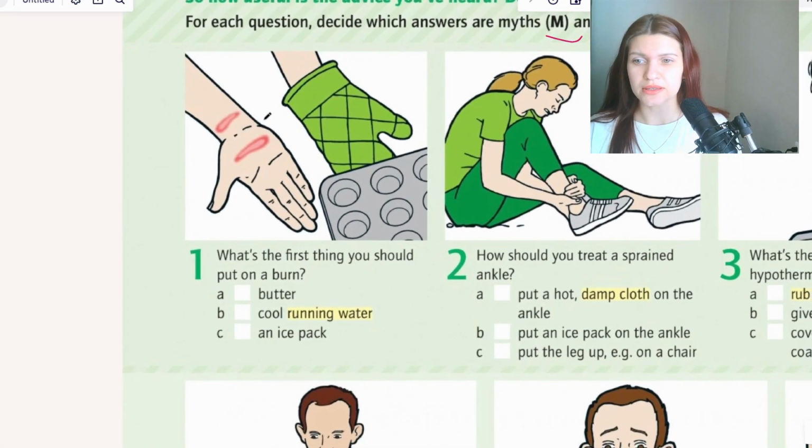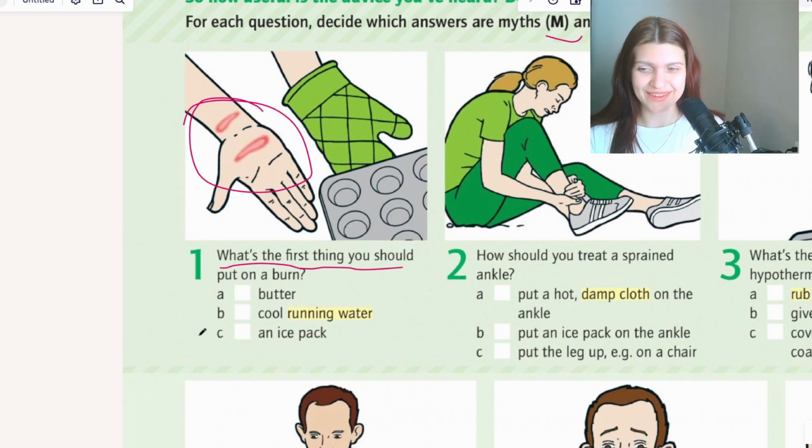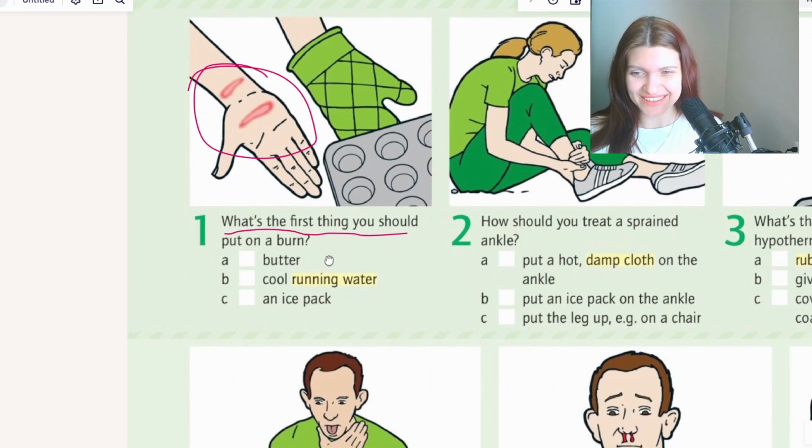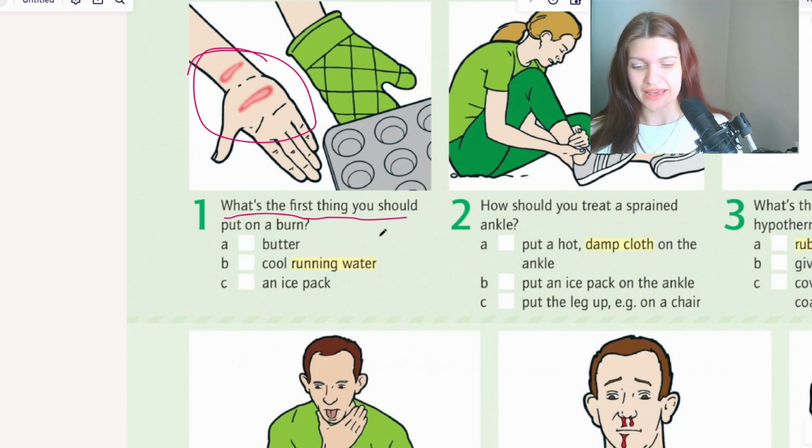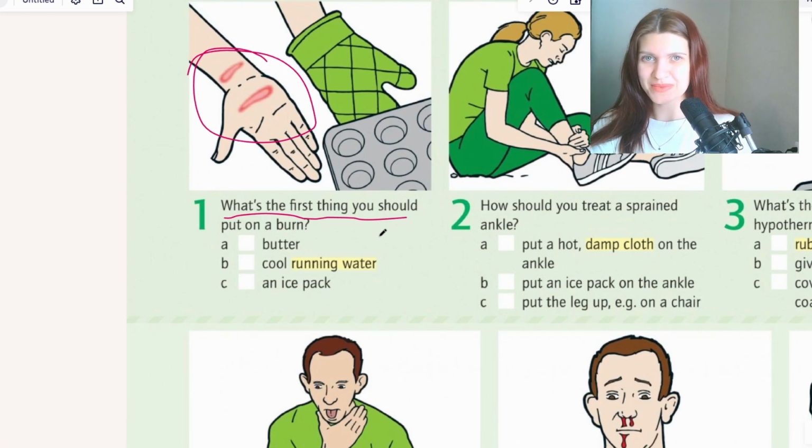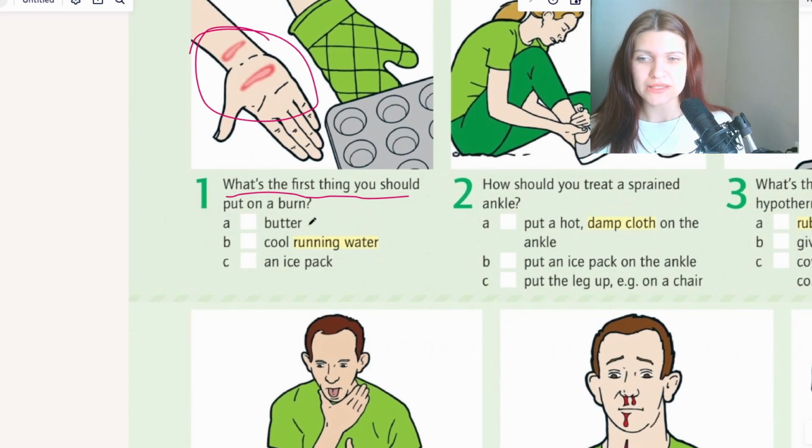Here we can see a picture of a burn, and our question is, what's the first thing you should put on a burn? Let's read the options: butter, cool running water, an ice pack. I want to use both. Okay, butter, I think it's minus 100%.